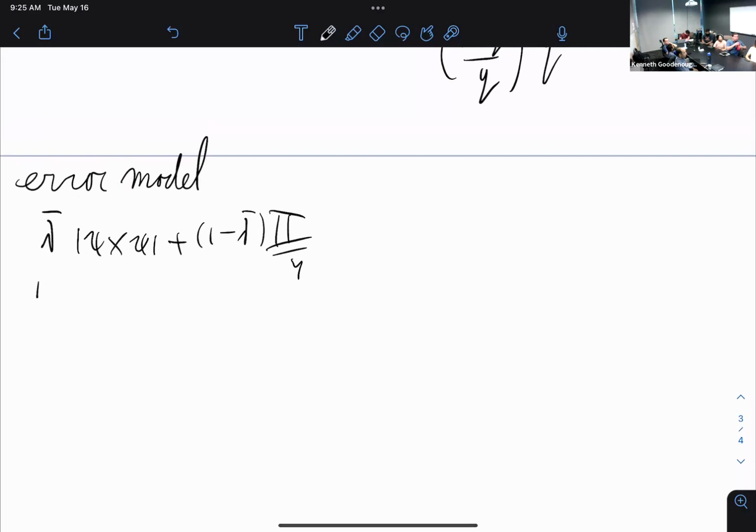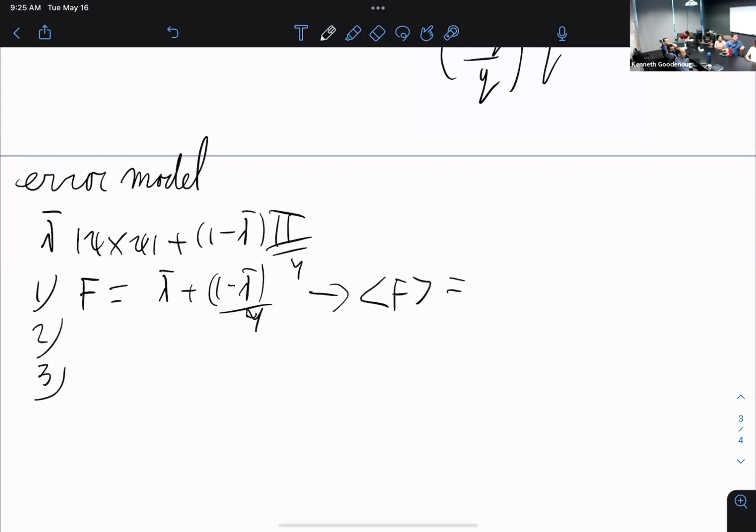Why? Well, let me write down some facts. First of all, the fidelity of such a state is given by lambda bar plus (1 minus lambda bar) divided by 4. And so in particular, if I want to know the average fidelity, by linearity of expectation, it suffices to understand the average lambda bar parameter.